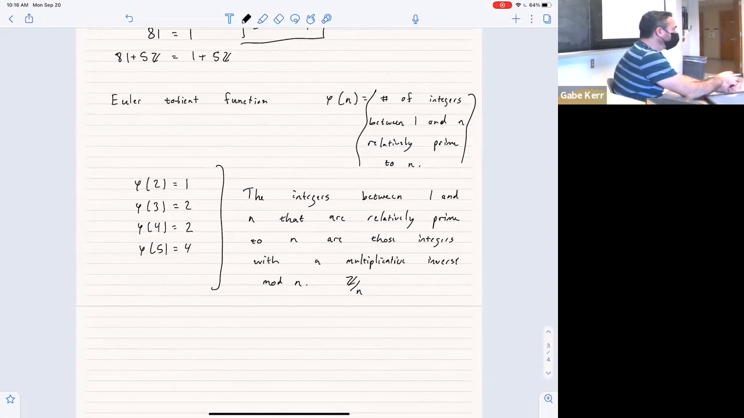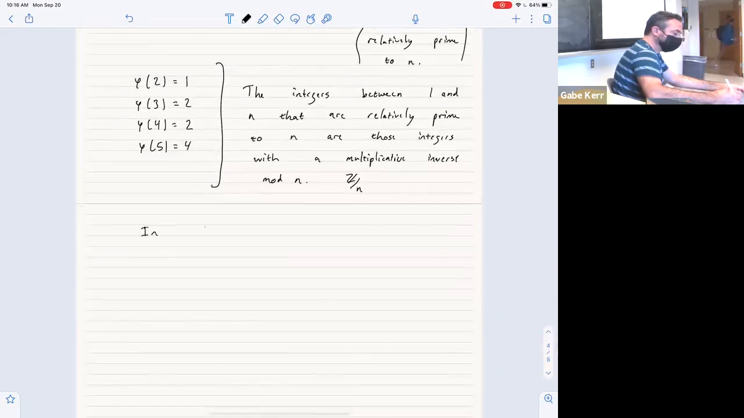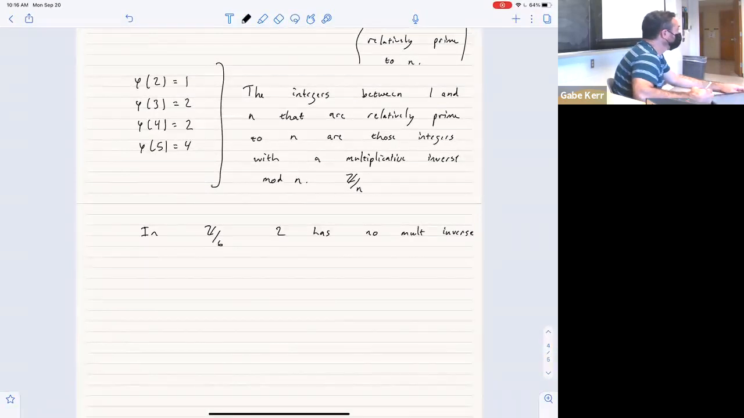Why won't I be able to do that? Why not? Like for example, in Z mod 3, 2 squared is 1. 2 squared is 4, which is congruent to 1. Z mod 3, 1 and 2 form a group. Z mod 6, 2 is no good.